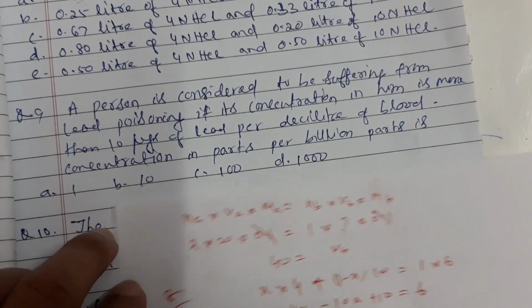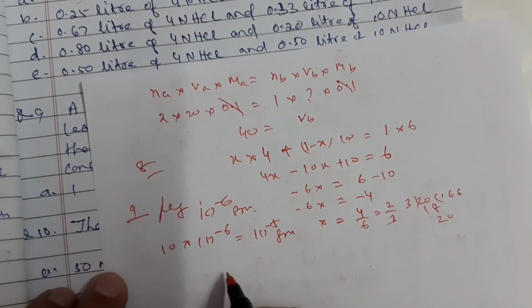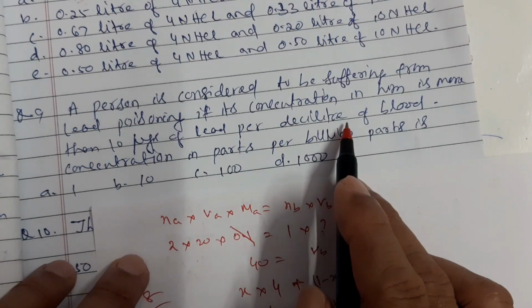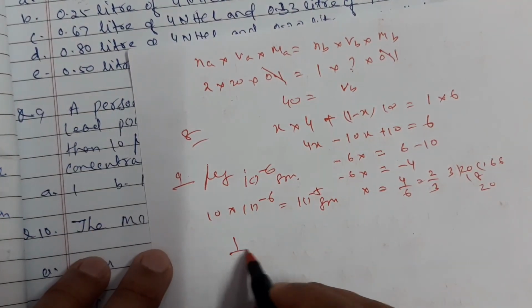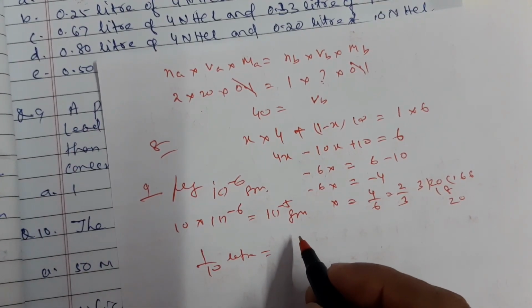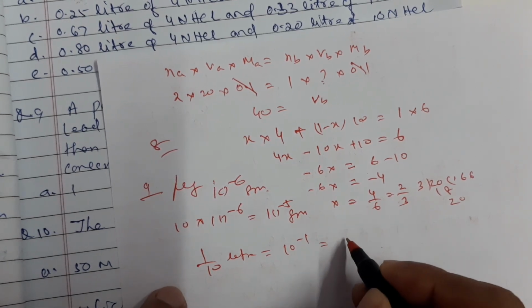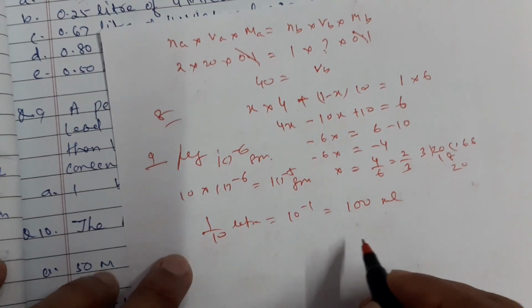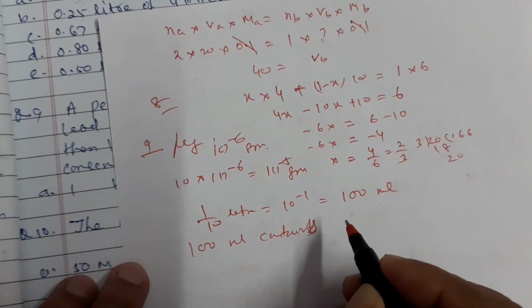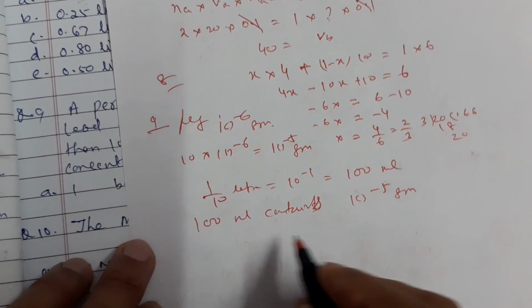Okay, so again it is converted into parts per billion. So what to do? 10 to the power 9. Okay, 10 to the power 9, and it is per deciliter. Deciliter means 1 by 10 liter, that is 10 to the minus 1 liter. So 10 to the minus 1 liter is nothing but 100 ml. So 100 ml contains 10 to the power minus 5 gram of lead.